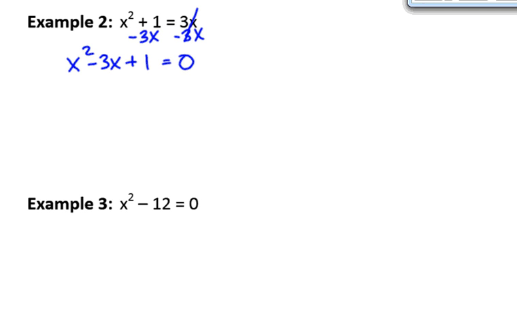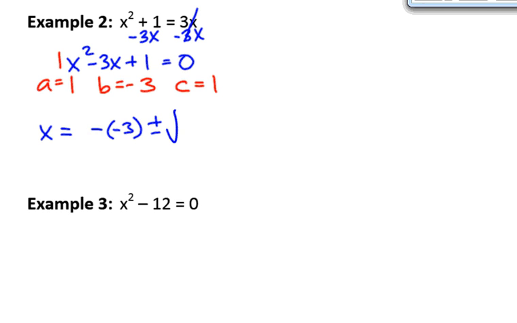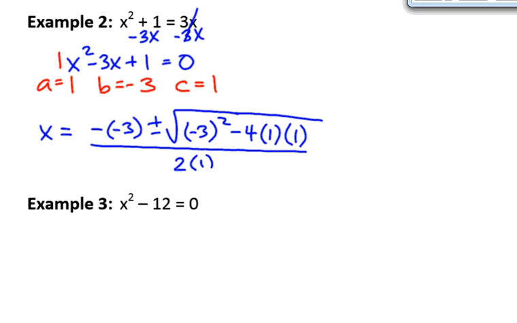Okay, so quadratic formula, we want to identify what a, b, and c are. So a for this one is 1. Again, don't say x squared, it's the number in front of x squared. We don't see a number, so that number is 1. B is negative 3, and c is also 1. So now for the quadratic formula, we have x equals negative b, so that's negative of negative 3, so that will end up being a positive, plus or minus the square root of b, negative 3 squared, minus 4 times a of 1 times c is 1, all divided by 2 times a.